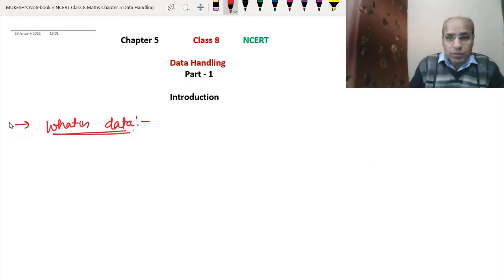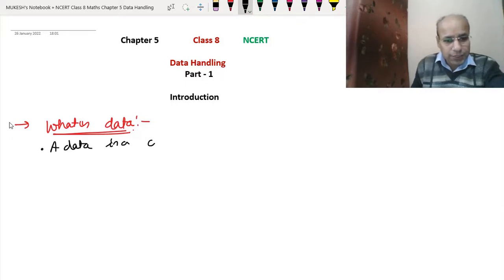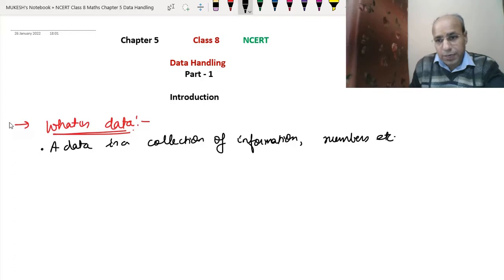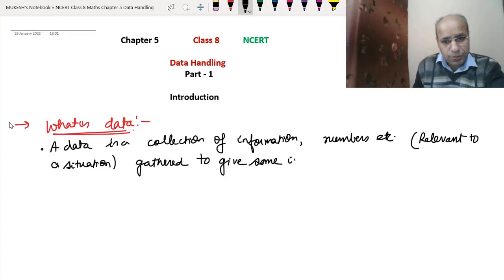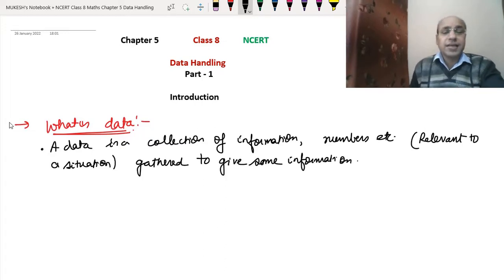So how can we describe it? Data is a collection of information, numbers, etc., but this should be relevant to a situation. So that is called data, gathered to give some information. So data is a collection of information, numbers, etc. relevant to a situation, gathered to give some information. That is called the data.